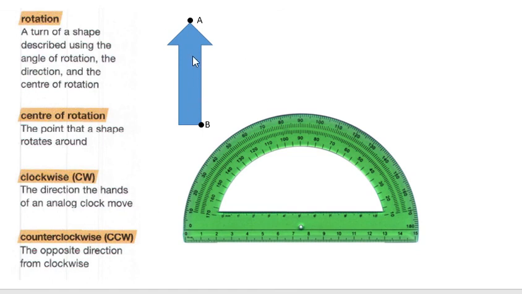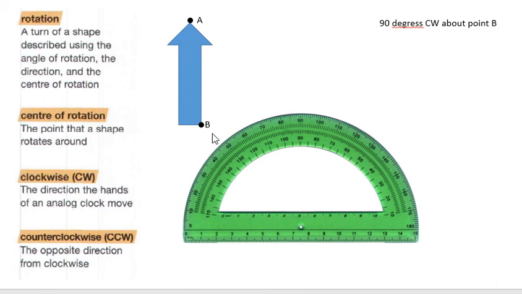So here I have a blue arrow that we are going to be rotating. So I have to choose these three things. I have to choose the angle of rotation, the direction, and the center. I'm going to be choosing a 90-degree rotation. The direction will be clockwise, and the center of rotation, I will choose the B. So right here, I've labeled my instructions. I'm going to make a 90-degree rotation clockwise. I could have written out clockwise, but I just shortened it to CW, about the point B.